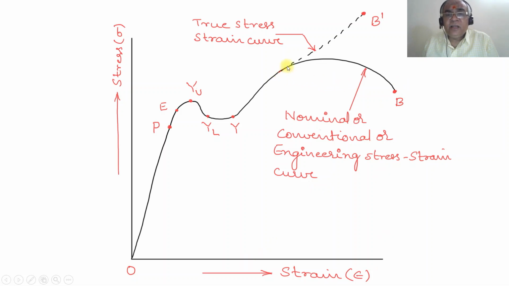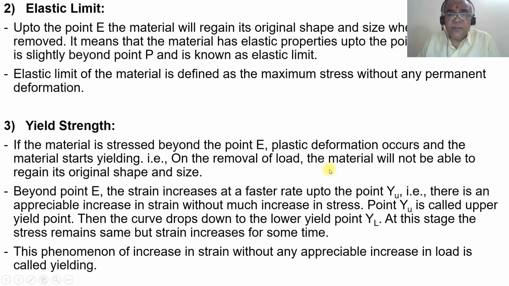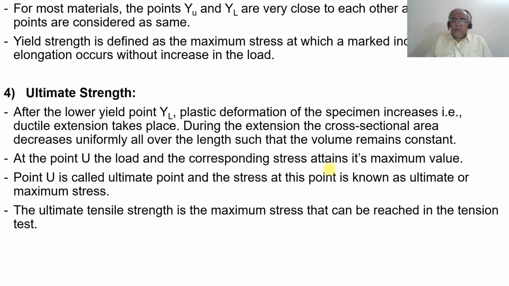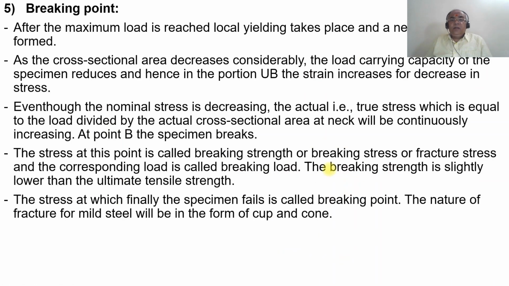So that is the reason why the curve behaves as it does up to some specific point. As the stress increases, the strain is also increasing. Even after the increase in stress, there is not much considerable increase in strain. Hence, in the portion UB, the strain increases for decrease in stress.